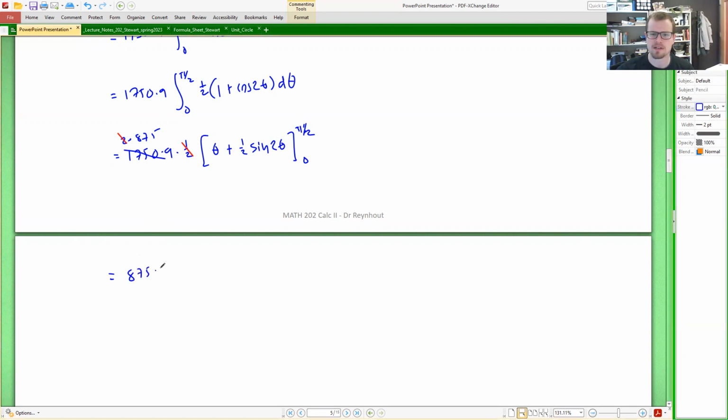So 875 times 9, plug in pi over 2, so I get pi over 2 plus 1/2 of the sine of 2 times pi over 2, which is pi. So I'm taking this and subtracting the evaluation at 0. So 0 plus 1/2 times the sine of 0.